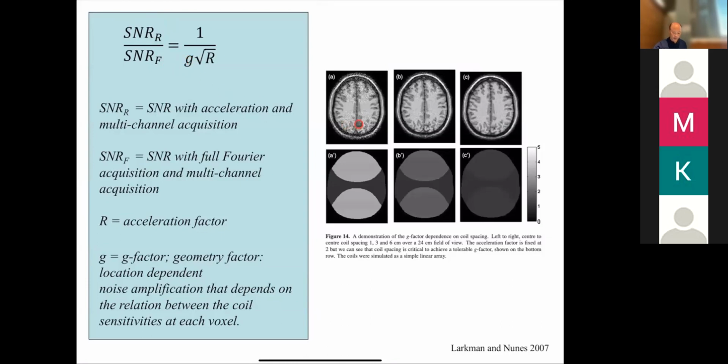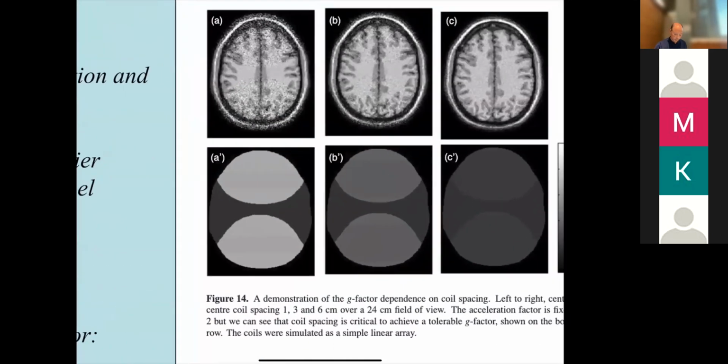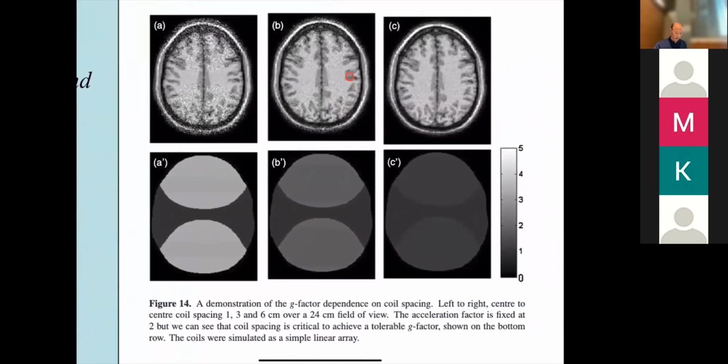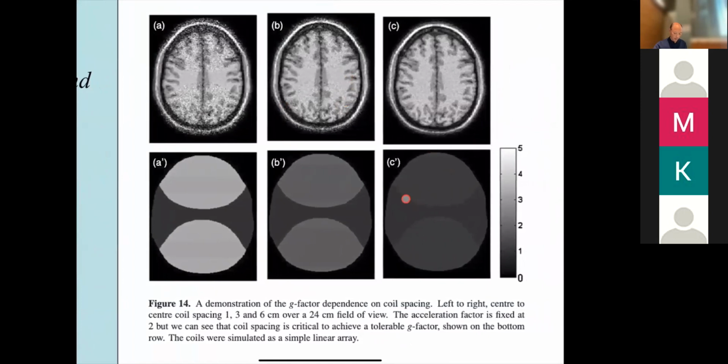And so this is showing you, for an image where we're looking at the coil spacing, in this case we've acquired the same image, but here we have two coils, and going from left to right, they're spaced 1 centimeter apart, and then we increase the spacing so that they see different parts of the image.